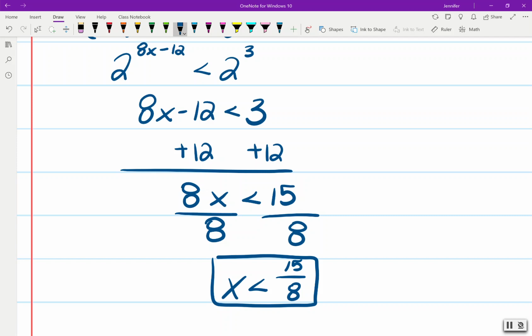Remember, just because we get a fraction doesn't mean that it's wrong. Just because we get a fraction doesn't mean it's wrong, and it doesn't mean that we messed up. It's normal that we're going to get fraction answers. So we should have gotten x is less than 15 over 8.